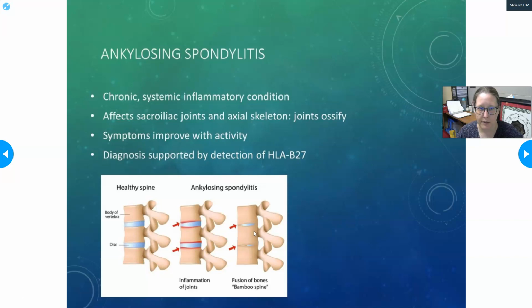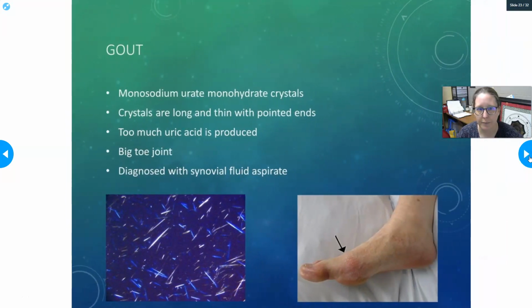A diagnosis of ankylosing spondylitis is supported by detection of the HLA-B27 antigen, which makes me think this has got to be autoimmune related in some form or another because of the HLA part.